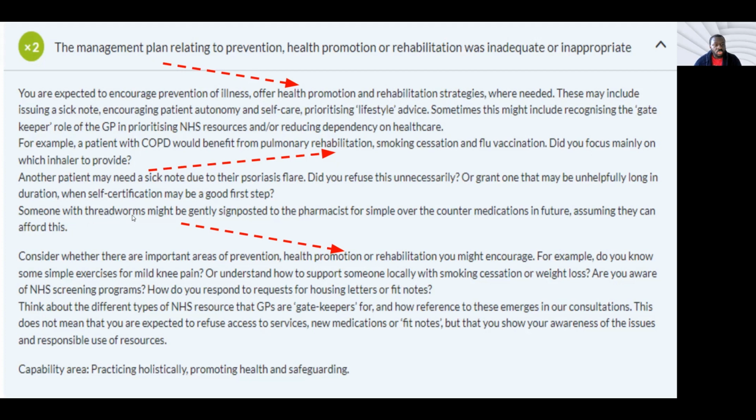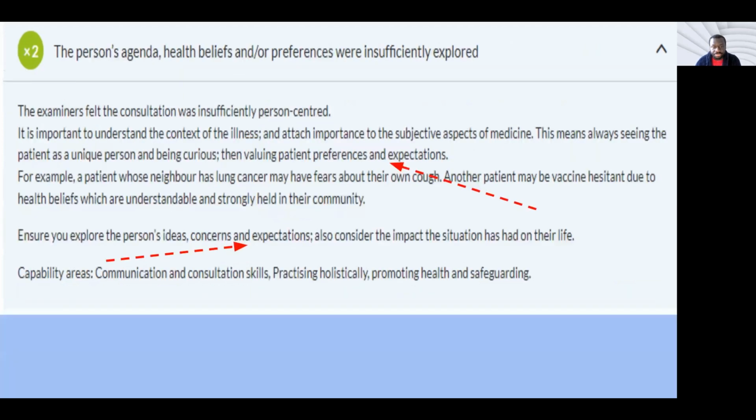Here it says someone with, no, that's not it. So consider whether there are important areas of prevention, health promotion, or rehabilitation you might encourage. For example, do you know some simple exercises for mild knee pain? Do you understand how to support someone locally with smoking cessation, weight loss management, those kind of things? So there was a case I did very well in. I suspect it's because I was able to bring in the aspect of weight loss management, which I felt was very important in that case.